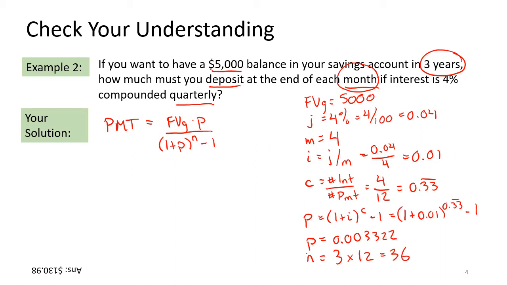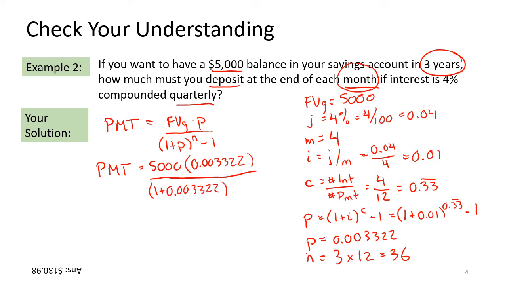So now we substitute those values into our formula, and our payment is equal to our future value, $5,000, times our equivalent rate of interest, 0.003322, divided by 1 plus 0.003322 to the exponent 36, or number of payment periods, minus 1.